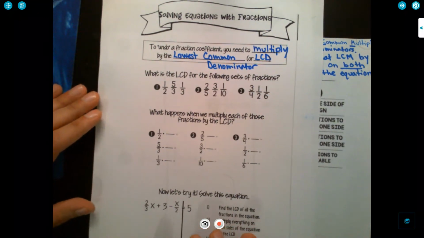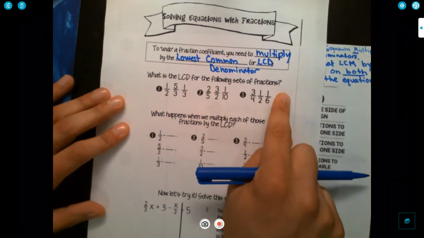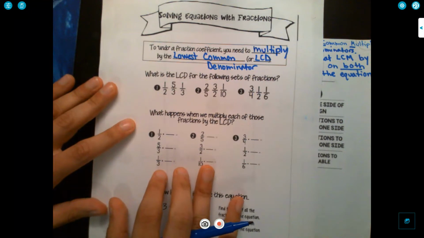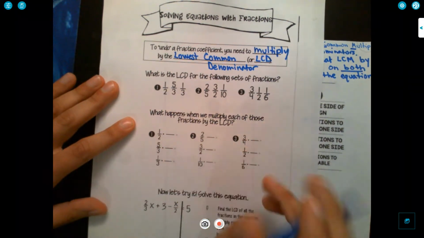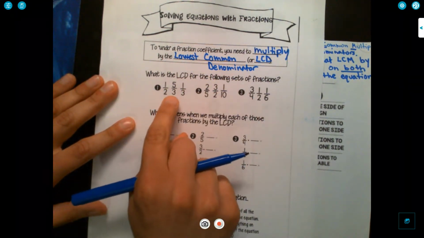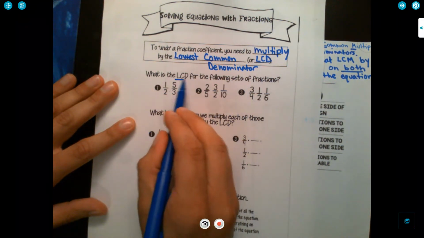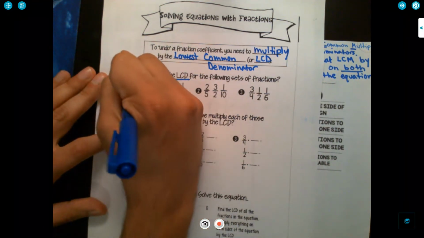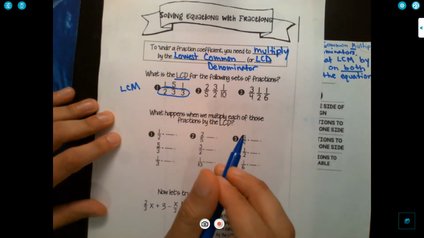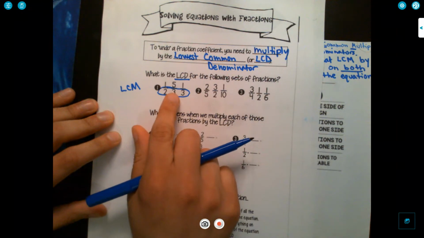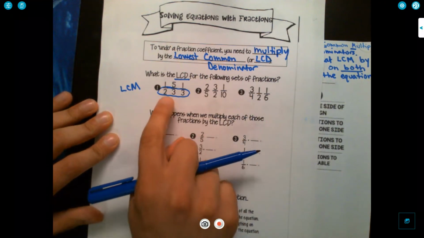What that is essentially, coming down here, it's asking what is the lowest common denominator for the following sets of fractions. The lowest common denominator is essentially finding the smallest multiple that a set of numbers share. So let's come to these fractions. We have a set of three fractions here, and we want to find the LCD. So we're going to find the lowest common multiple of the denominators, the smallest multiple that each one of these numbers share. We have 2, 3, and 3.